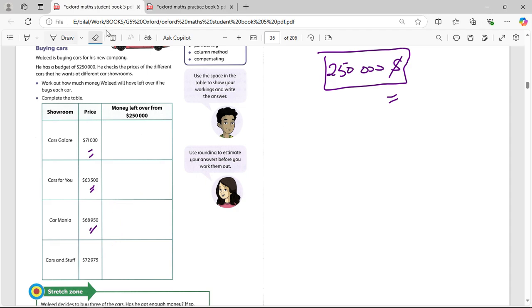You can take one by one. You can say 250,000 minus 71,000 and then find the rest. Then from the result, you subtract the second price, and then the third price, the fourth price. In the end, you see how much money is left over from the main money that you had before. That's so easy. It just shows your skills of how you subtract.